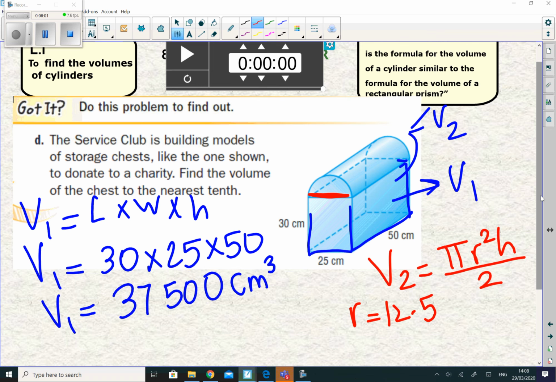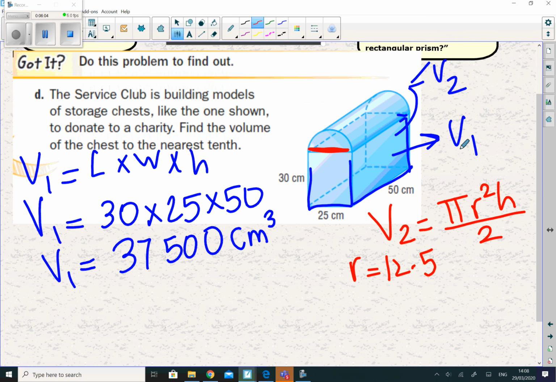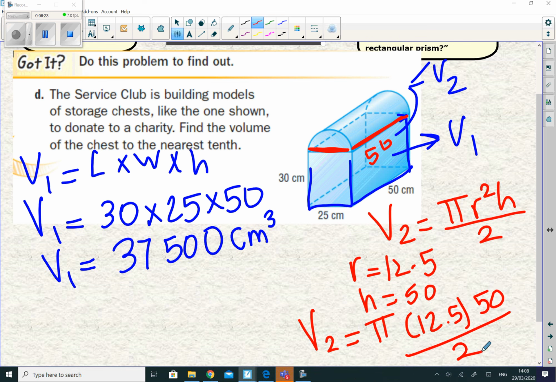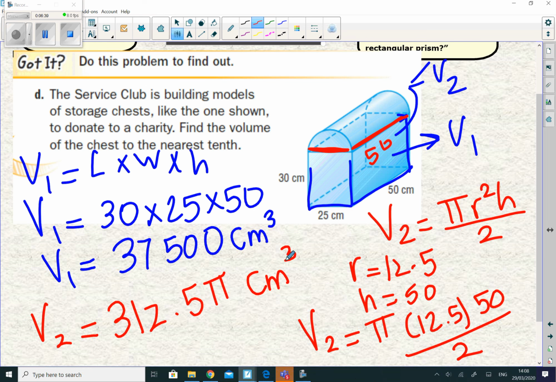So let's now substitute with the things we know. And where's the height? The height is this part, which is 50. Then I'm going to substitute. Volume 2 is going to be pi times r squared, which is 12.5 squared, times the height, which is 50, all divided by 2. After calculations, volume 2 will be 312.5 pi centimeters cubed.